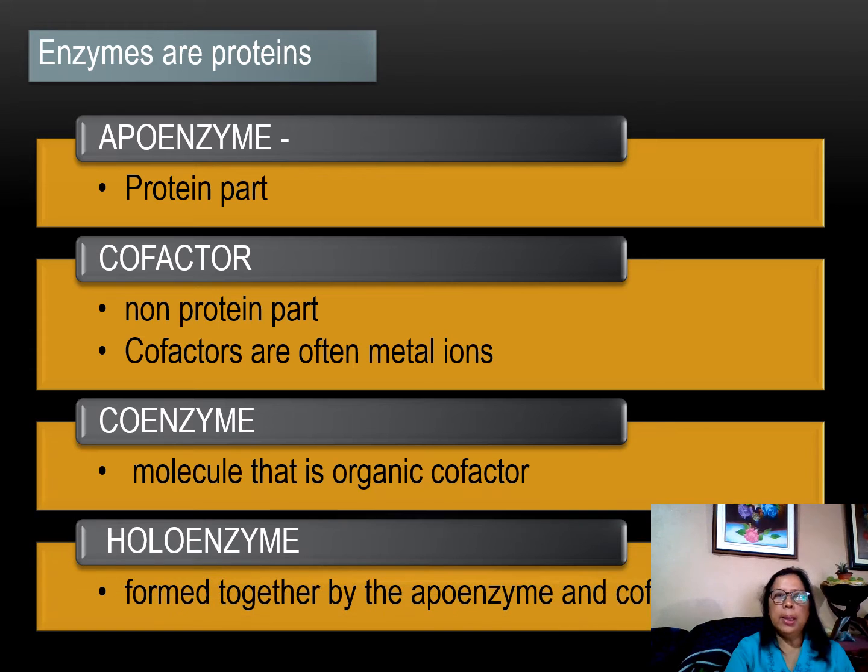Now, why do we call enzymes proteins? Apoenzymes are the protein part. Enzymes also have cofactors, and as cofactors, they are the non-protein part, and cofactors are often metal ions. Coenzymes are organic cofactors. Another type of enzyme, the holoenzyme, is formed together by the apoenzyme and the coenzyme or a cofactor.